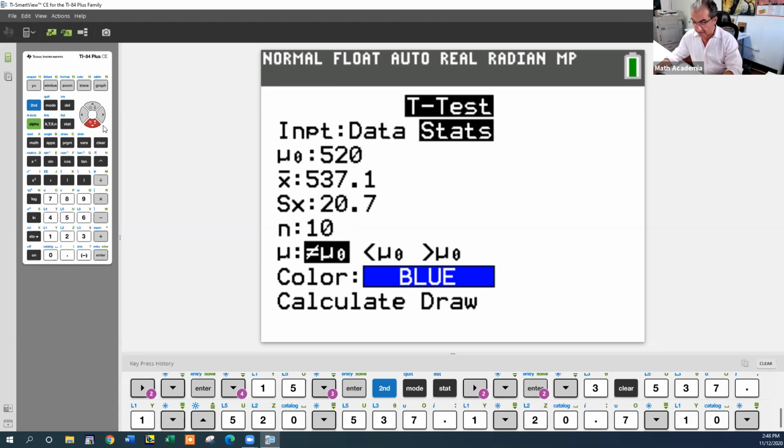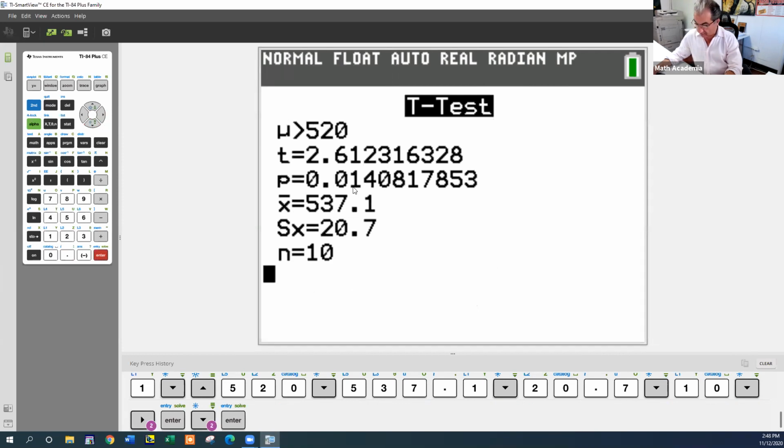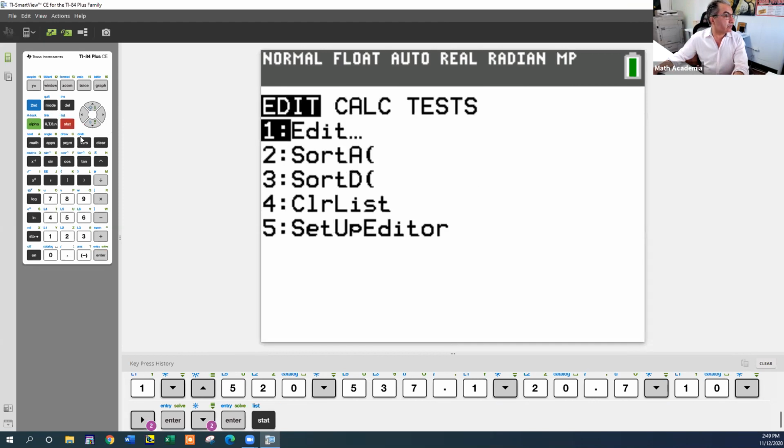And it's greater than. So you pick the third one, enter that, and calculate. You get 2.61, and the p-value is 0.01, and 0.01 is much smaller than 0.05. So that's why we reject H0. Now let me go to stats.